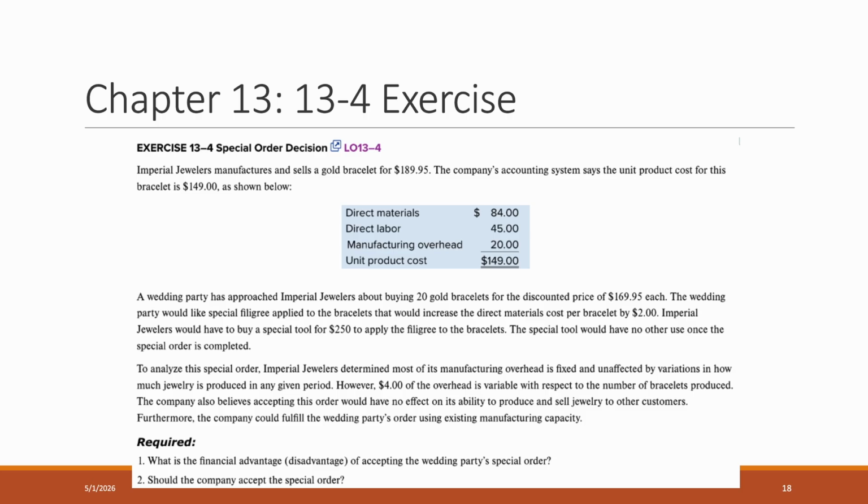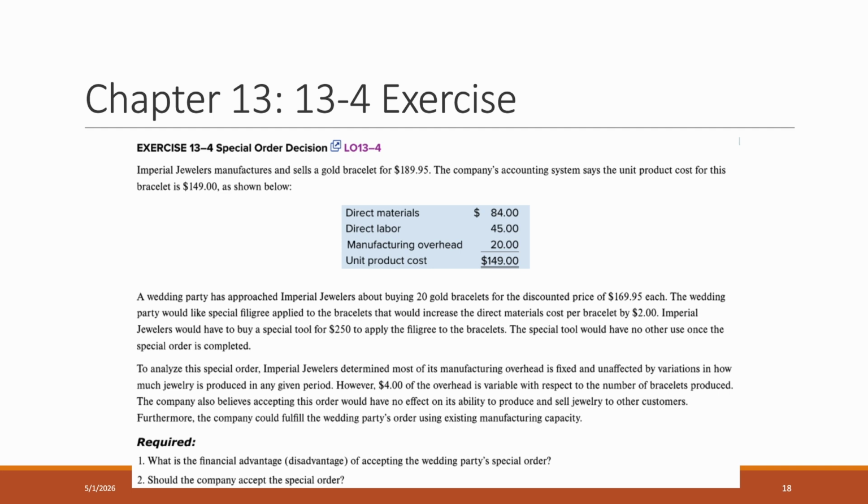To analyze the special order, Imperial Jewelers determined that most of its manufacturing overhead is fixed and unaffected by variations in how much jewelry is produced in any given period. However, $4 of the overhead is variable with respect to the number of bracelets produced. The company also believes accepting this order would have no effect on its ability to produce and sell jewelry to its other customers. Furthermore, the company would fulfill the wedding party's order using existing manufacturing capacity.